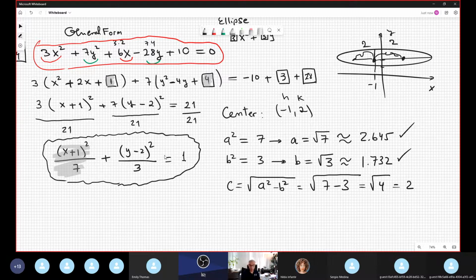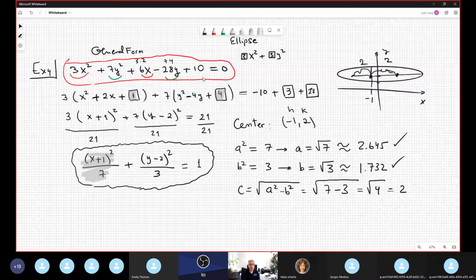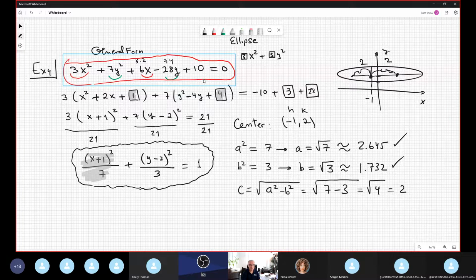You have no questions? Do you understand the organization very well? For completing the square, I promise in the review packet we practice more examples, and you practice by yourself in the homework online. Okay, let's move on to see the last example.